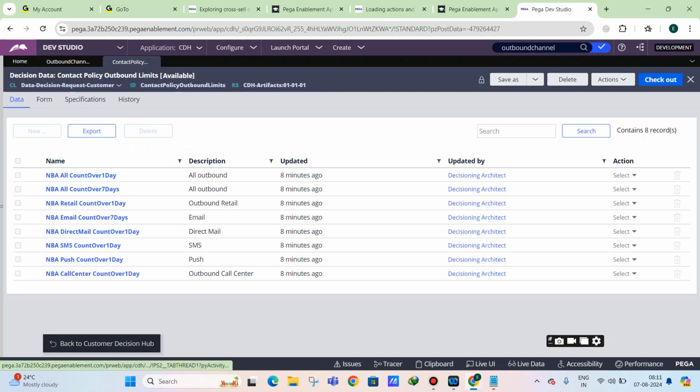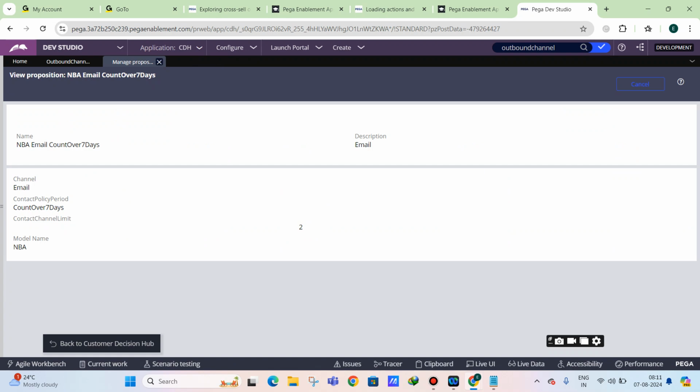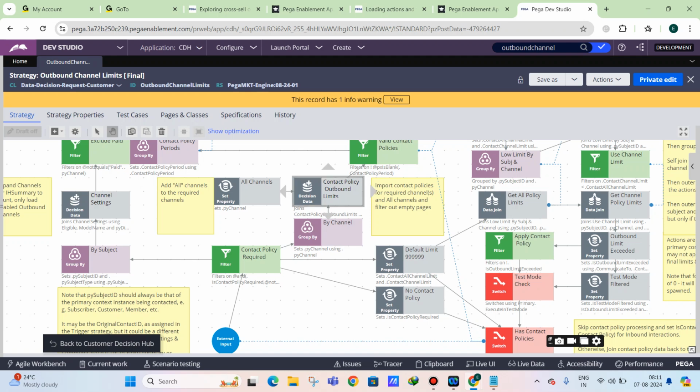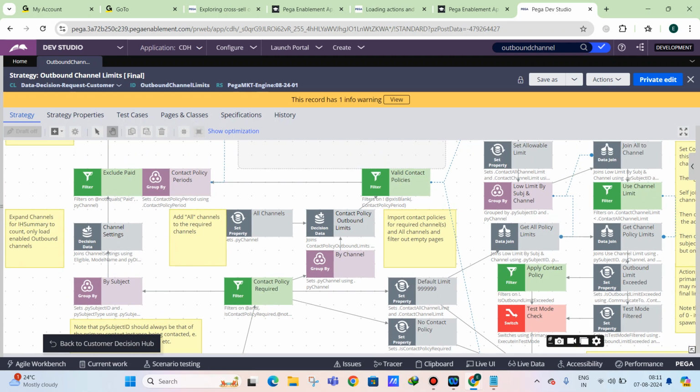You see, for all the channels it is there, right? For example, for email also it is there, for SMS also it will be there. So in the backend, this is going to be executed. Okay, and then we are going to get all this strategy that's going to be executed.